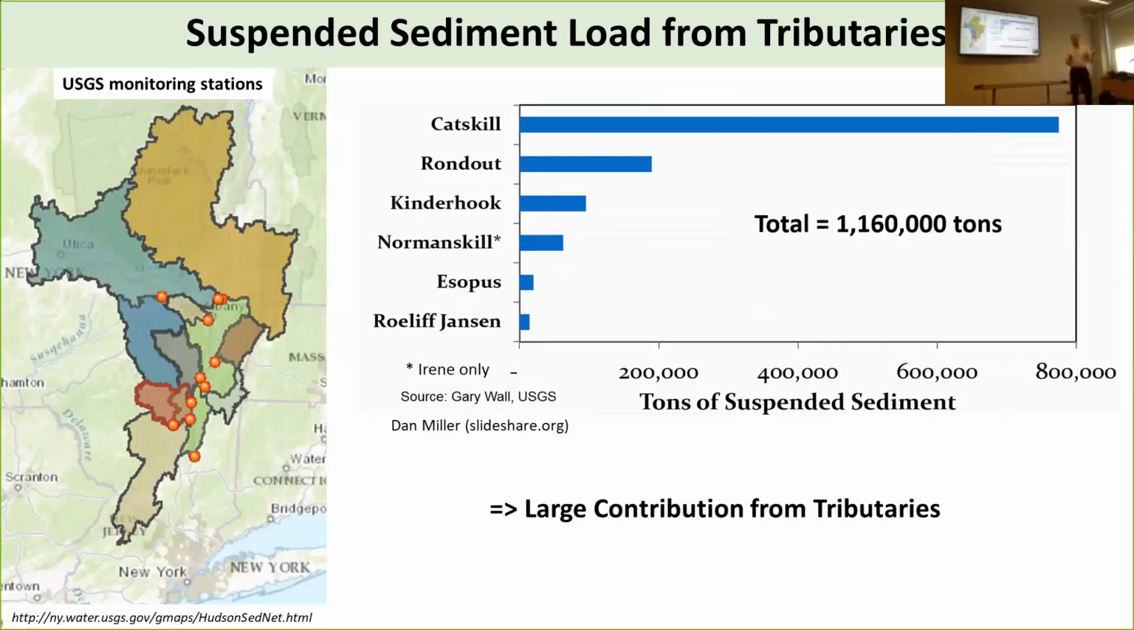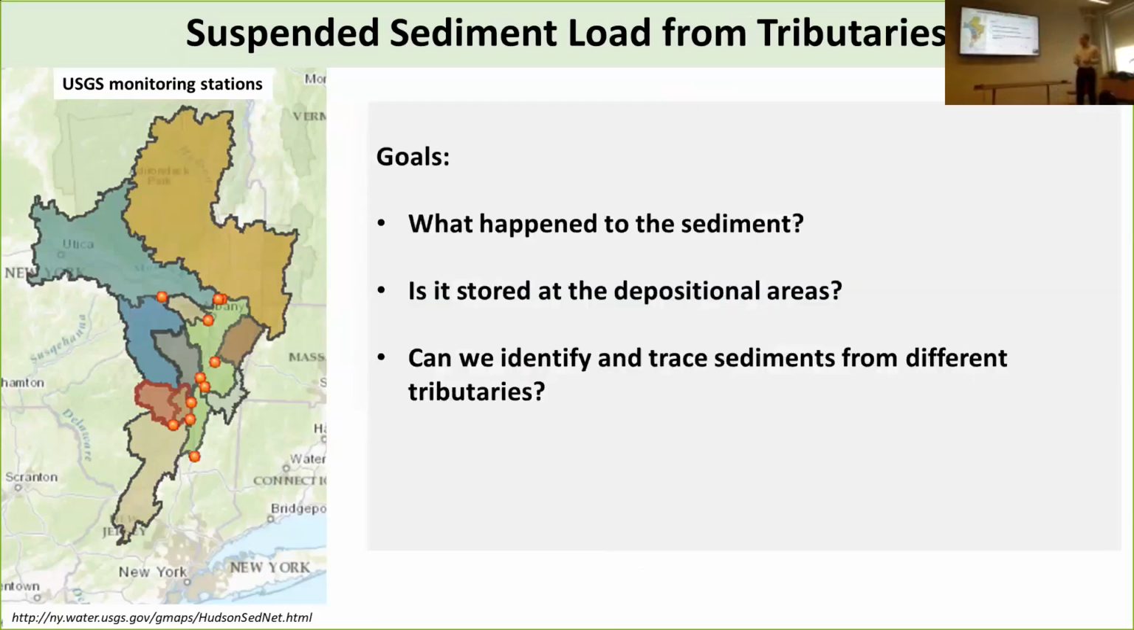And the question was, with so much input from the tributaries, could we trace sediments from different tributaries as well? So our main question was, what happens to the sediment that got washed in by the storms? Our hypothesis was, we've analyzed some of the Hudson sediment distribution before, and we found some depositional areas. Maybe it gets deposited where it usually gets deposited, just more of it this time, so we're going to look mostly for those. And then the second hypothesis was that, with all the input from the tributaries, we might be able to identify and trace the sediments from the different tributaries.